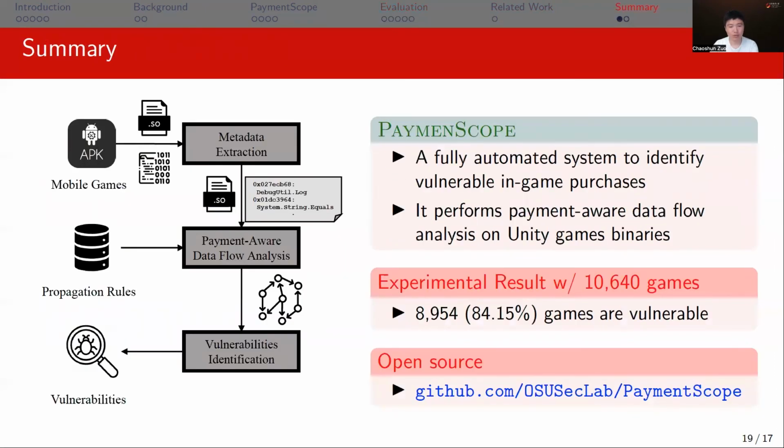So in summary, in this work, we presented PaymentScope, a fully automated system to identify vulnerable IGP among Unity-based mobile games. Our experiment shows that 84% of tested games are vulnerable. The source code of PaymentScope is available on GitHub. Please check it out if you're interested.